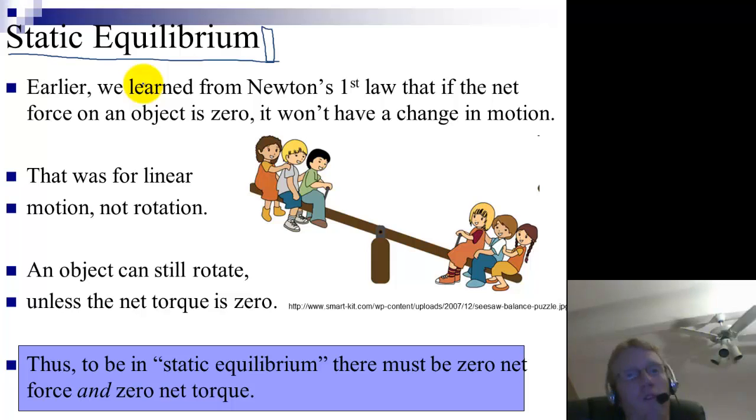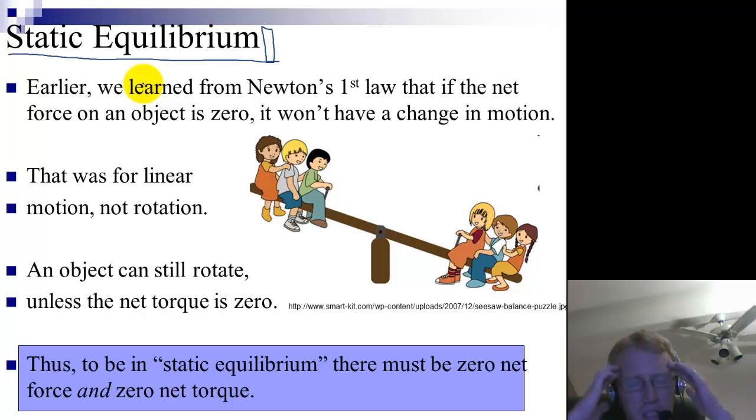We already have learned about regular equilibrium. That means the net force is 0. But even if the net force is 0 and an object is not moving, it could still be rotating. And typically when you think of something in equilibrium, you think of no motion whatsoever. So we're kind of upgrading our equilibrium, regular equilibrium, to static equilibrium, which means the object is not sliding around and it's also not rotating.